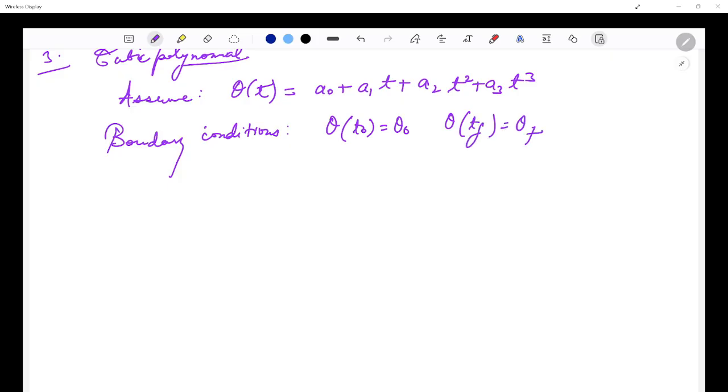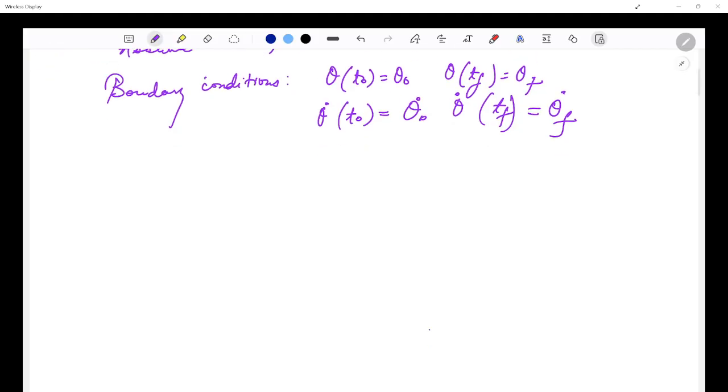theta dot t naught is equal to theta naught dot, because we want to also bound the velocities, we cannot have any velocity coming up, right? And theta dot at the final point of time is theta dot f. Okay, so how do we do this? Let's say our t naught is 0. We are starting at time equal to 0.